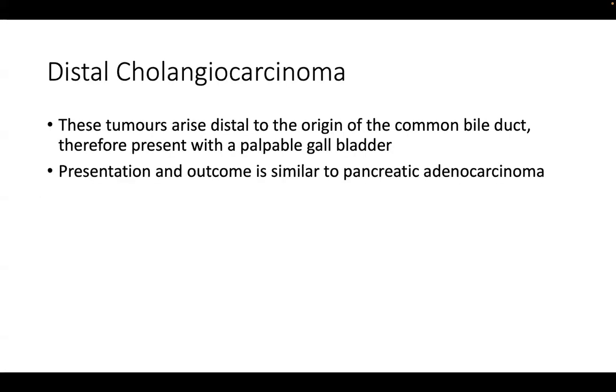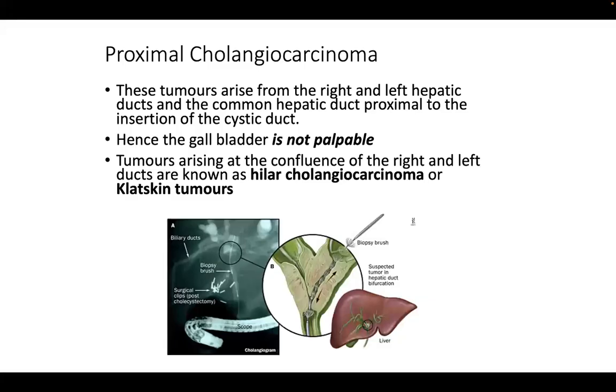Then you have distal cholangiocarcinoma. These tumors arise distal to the origin of the common bile duct. Therefore, it will present with a palpable gallbladder, right? Same concept. So presentation and outcome is similar to that of a pancreatic adenocarcinoma.